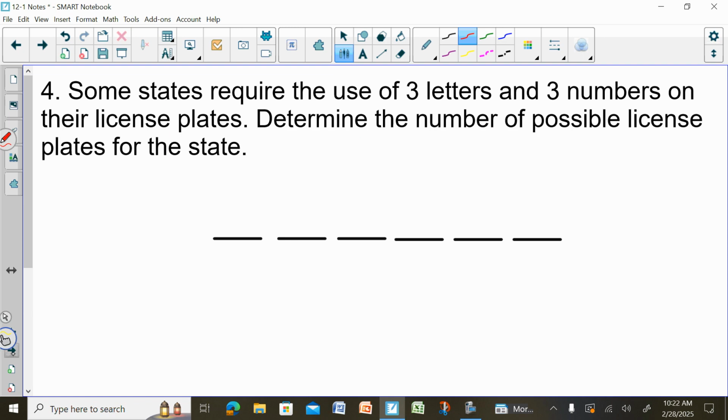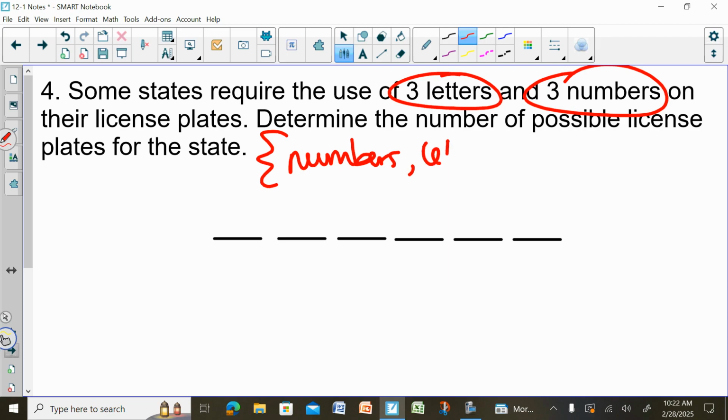Okay, so now this one's talking about a license plate. Some states require the use of 3 letters and 3 numbers on their license plate. So that would look like this. We've got numbers and letters, but technically we have 3 of each of those, right? 3 numbers, 3 letters. Determine the number of possible license plates for the state.